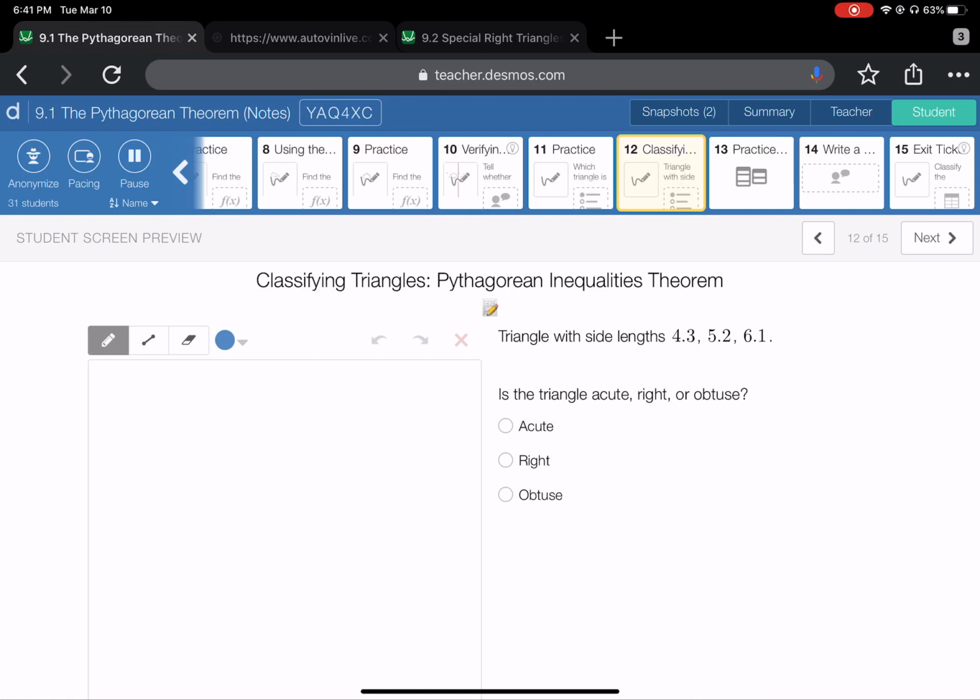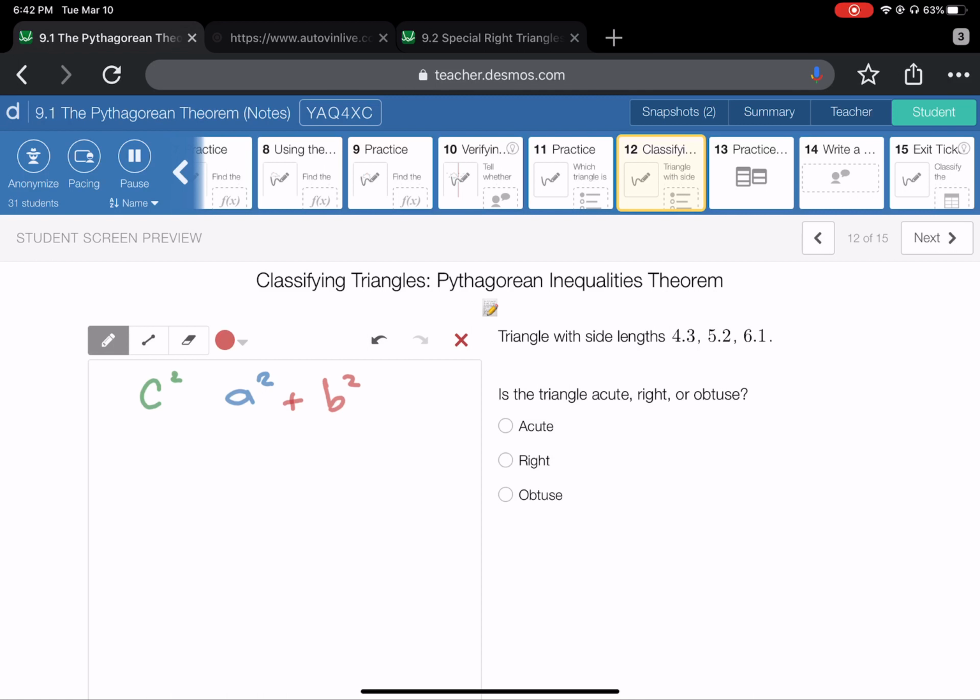Okay, last thing that we're going to go over here is how to classify triangles using the Pythagorean inequality theorem. Usually we're going to get something that is not equal on both sides, so that is going to give us an inequality setup. We're going to set up our Pythagorean theorem, but in this case, we're not going to fill in the equal sign. Instead, we're going to write an inequality symbol.